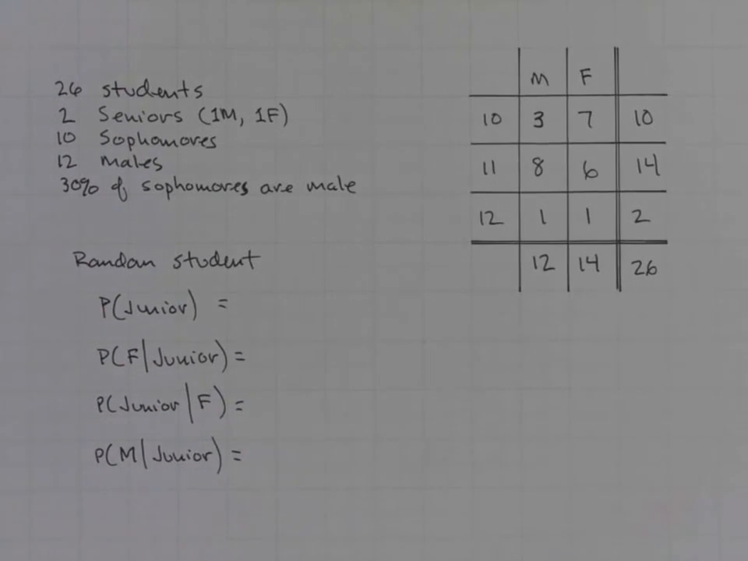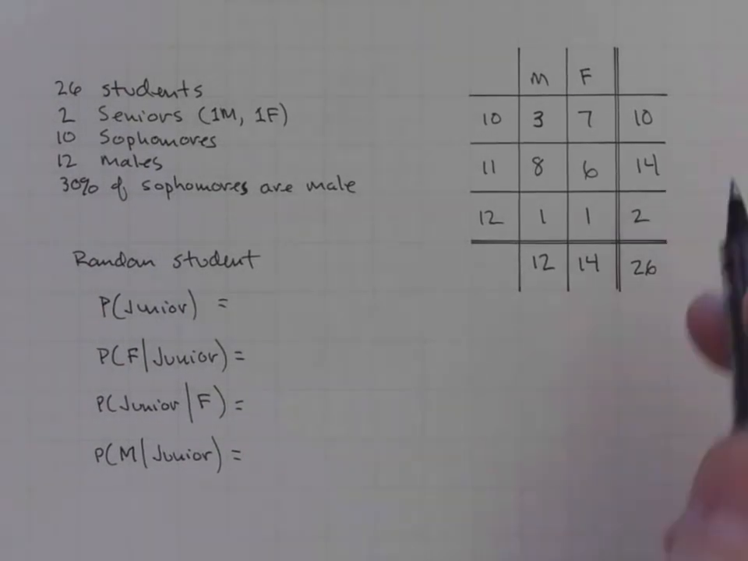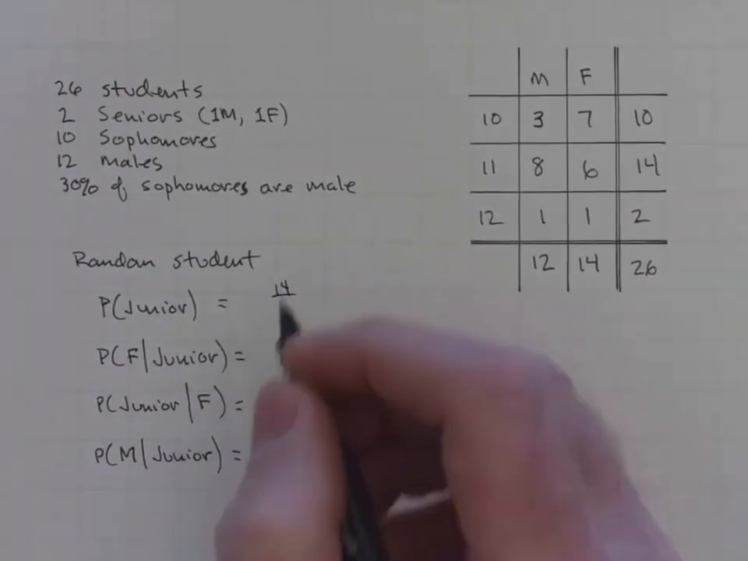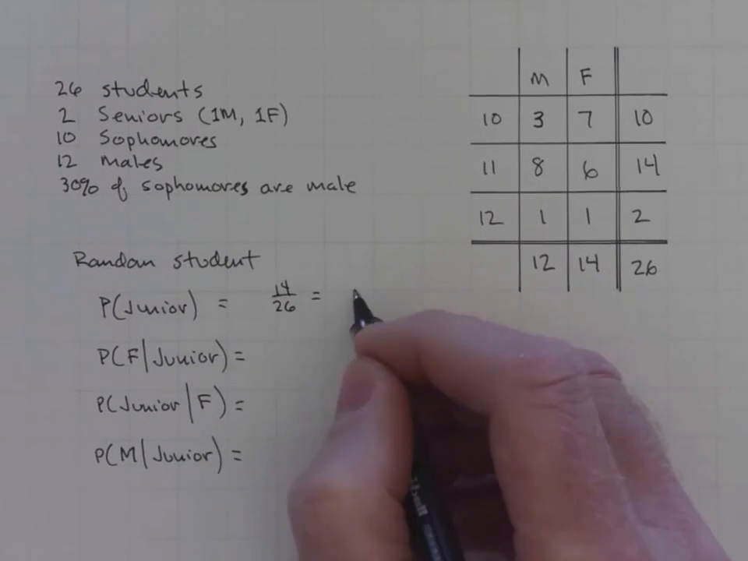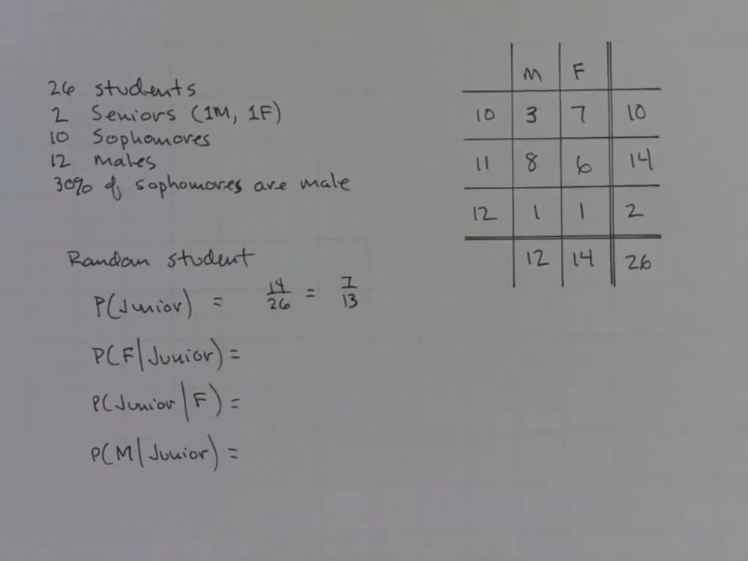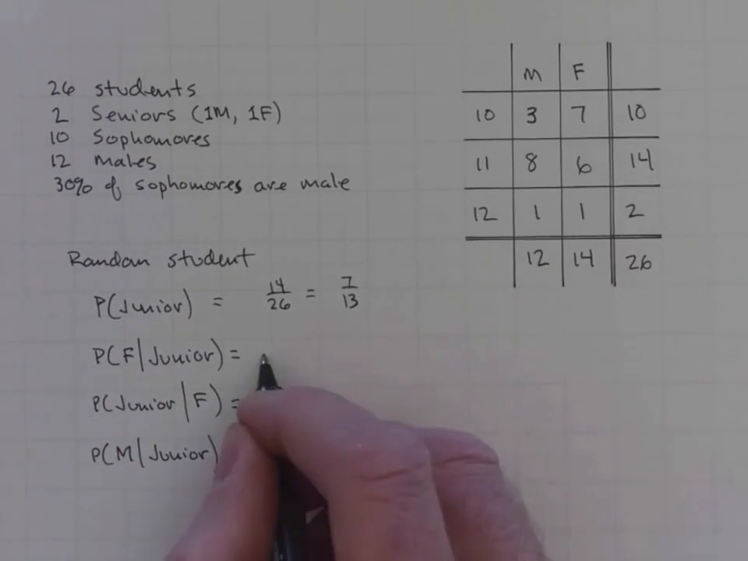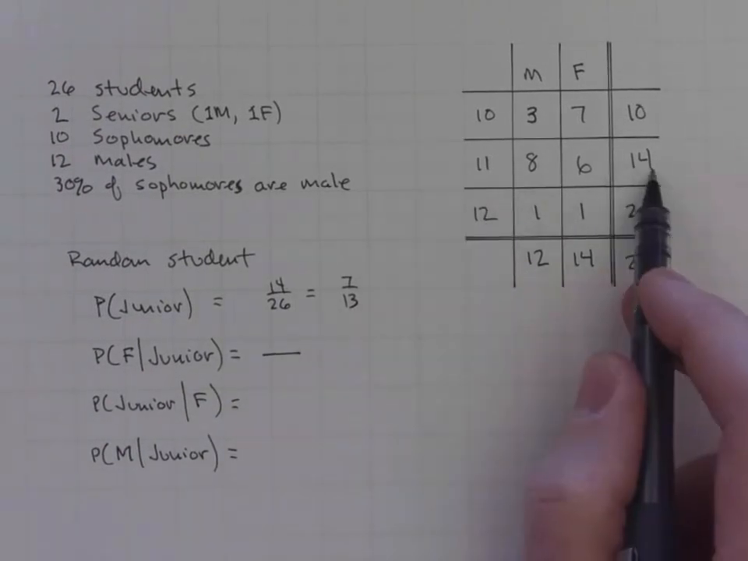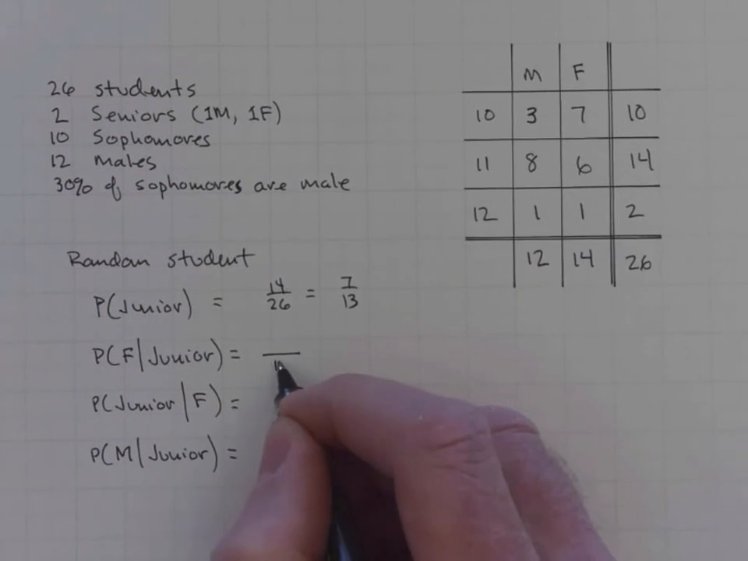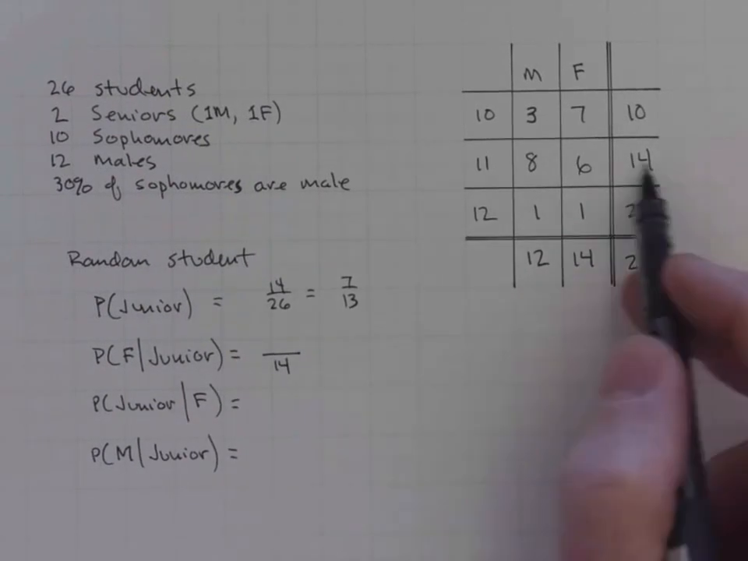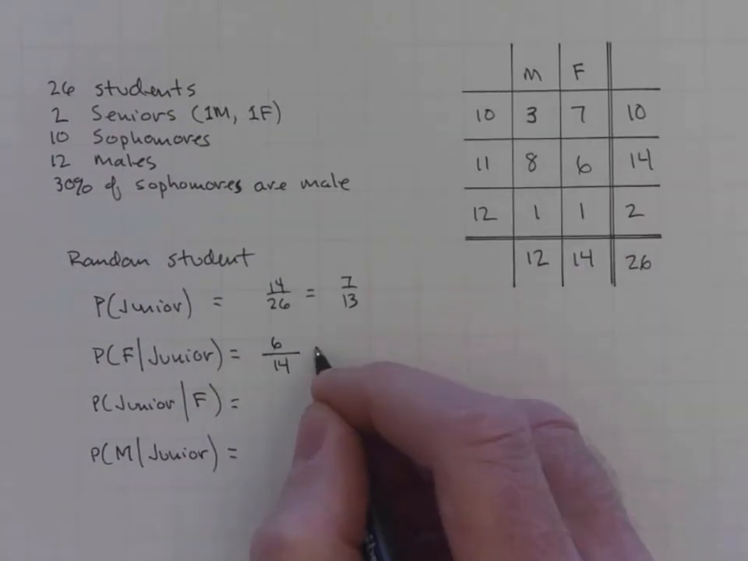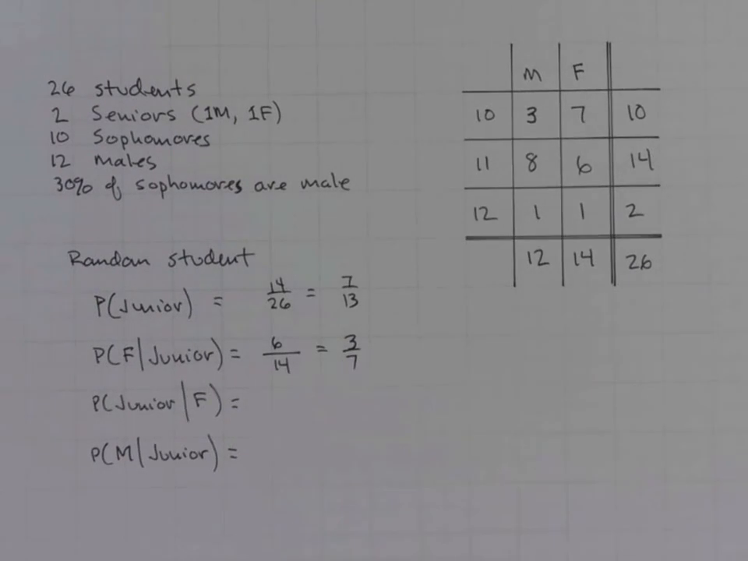When you've got everything organized in a contingency table, it's pretty easy to grab the various probabilities that you might need. Probability somebody is a junior. Well, we've got 14 juniors, and we've got 26 students altogether. Probability someone is a female given that they are a junior. Well, the minute we know somebody's a junior, we're down to these 14 people. And of those 14 people, 6 are female. So we can just sort of pluck our numerators and denominators for this calculation pretty easily out of a contingency table once we have one.